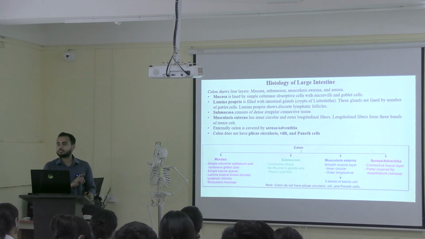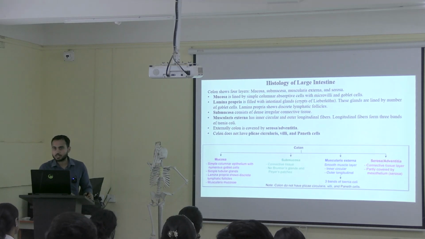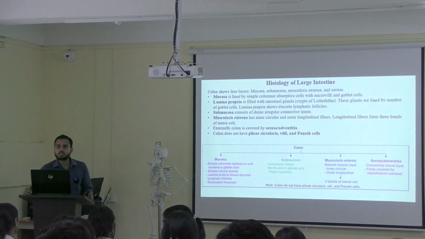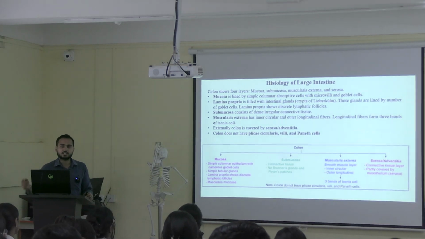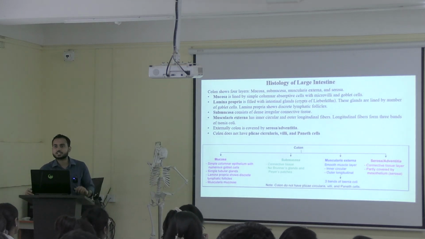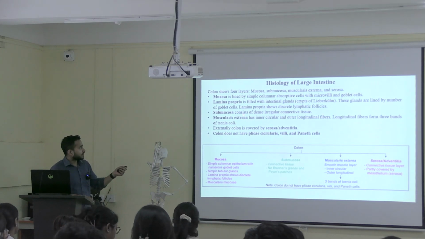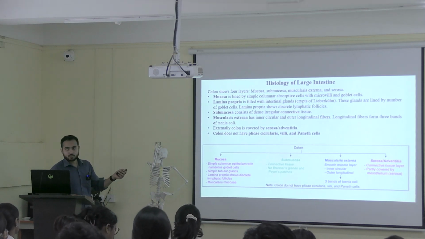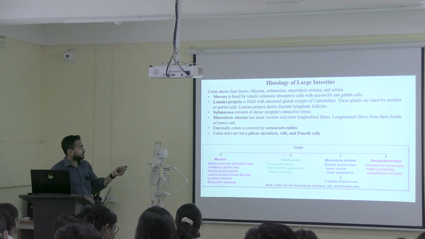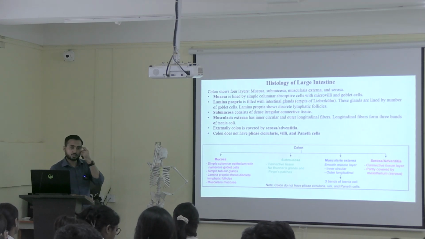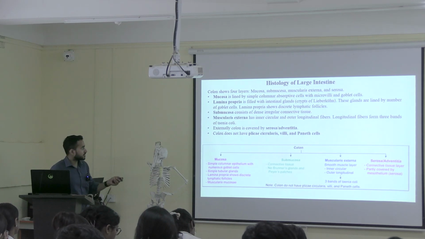Lamina propria shows discrete lymphatic follicles. Now here also lymphatic follicles will be present, okay, but discrete means the number is less. If you see the number of lymphatic follicles in the lamina propria of large intestine as compared to the ileum, it is less. Submucosa consists of dense irregular connective tissue, okay, and in the submucosa you will not see any of the gland. In large intestine also जो submucosa होता है उसमें कोई glands नहीं रहता है, no mucus secreting glands are present.